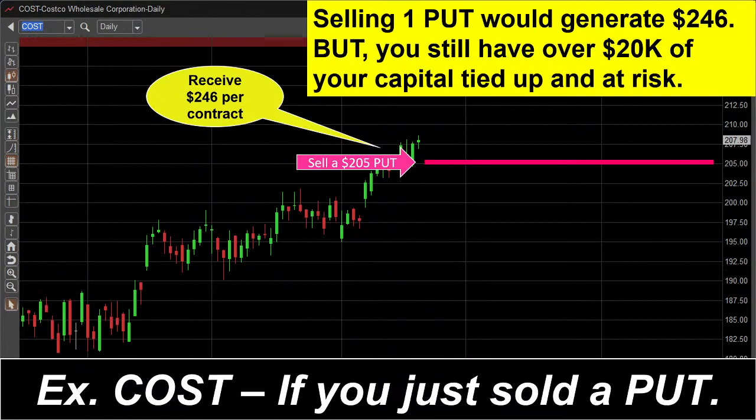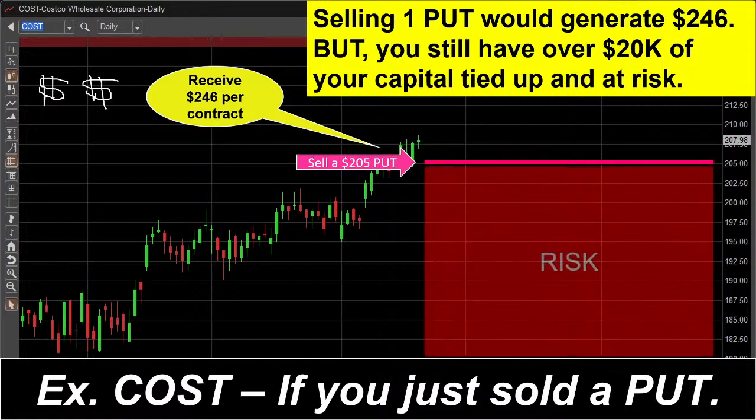They get paid. So in this example, I'm putting some numbers to it. I'm going to change my color here. Give me 1 second. Remember earlier I was saying dollar signs? Think of this as $2 signs. All right, 246, that's like $2 signs. So you sell one put, it generates $246 per contract.